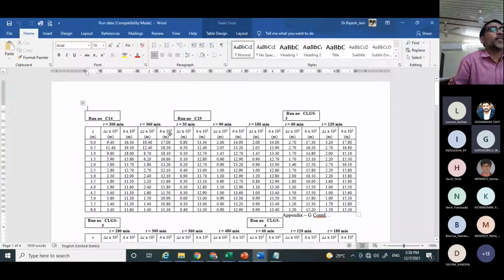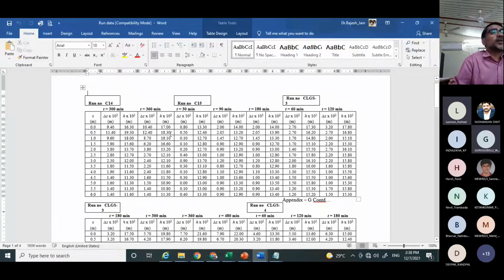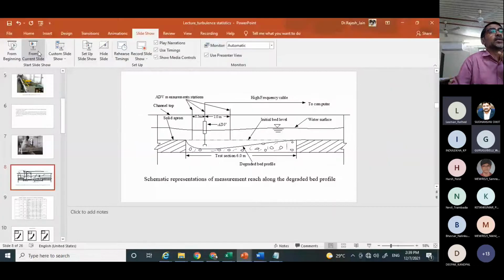Now you can see, right? So this is one sort of data which was collected. You can see that X is the distance from 0 to 6 meter, the test section of 6 meter. Delta Z, that is the depth of degradation, is 9.4 centimeter at the 0 section, then 11.4 centimeter, and so on. It is reducing, and finally at this one, 1.4 centimeter. Now you can see the depth measured, that is 16.3, 19.3 onwards, and finally you get in the range of 11.